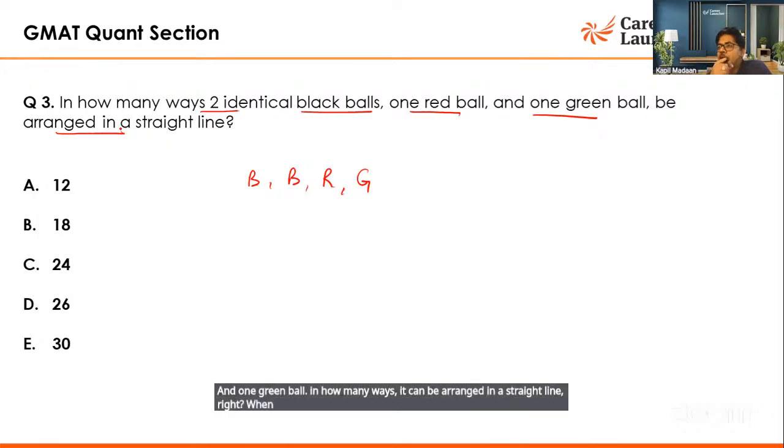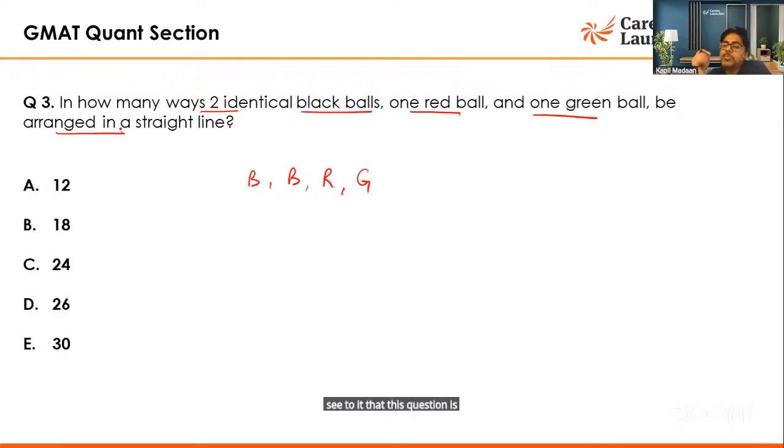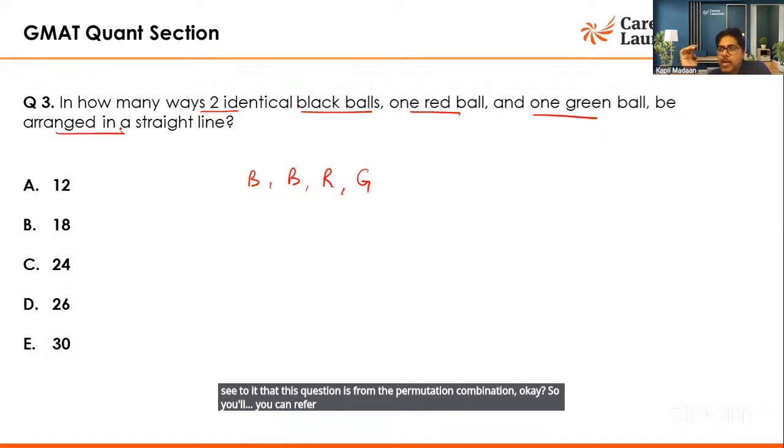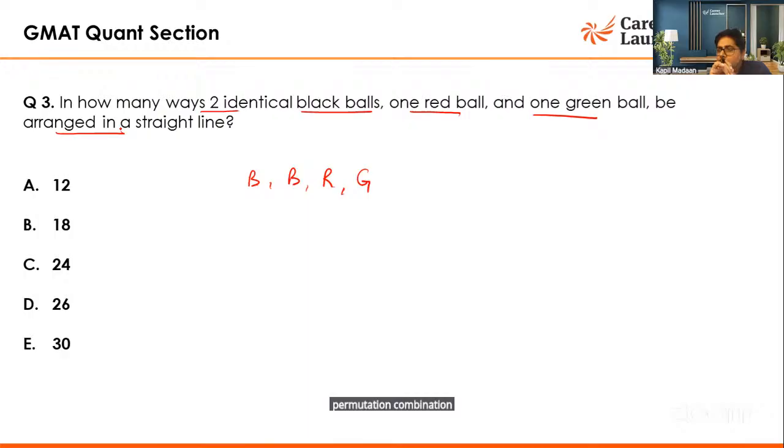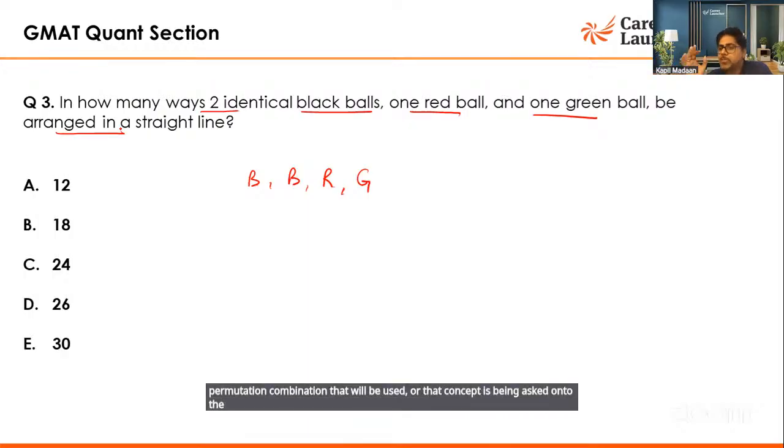Whenever it says in how many ways, see to it that this question is from permutation combination. Okay, so you can refer to whatever you have studied under permutation combination, that concept is being asked in the question. So refer back to your notes, refer back to the concepts you have studied.